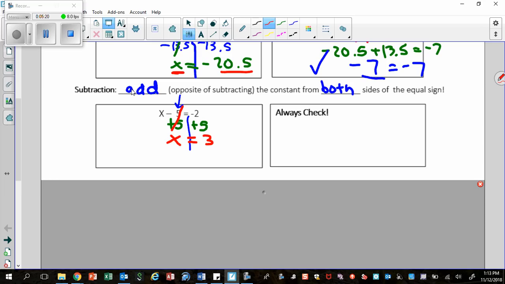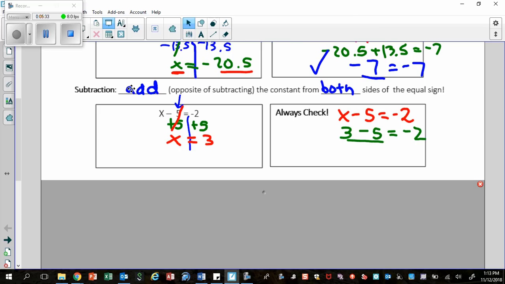Okay, so let's go ahead and check it. Original equation was x minus 5 equals negative 2. And we're going to plug in 3 for x to see what we get. What is 3 minus 5? Well, 3 minus 5 is negative 2, so negative 2 equals negative 2. We got it correct. Nice job.